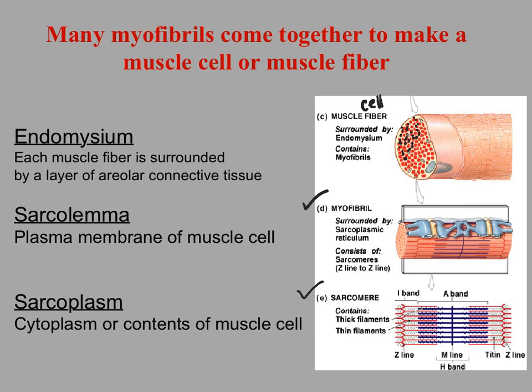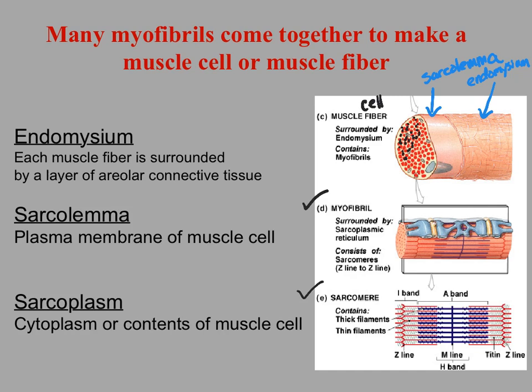As I mentioned before, the cell membrane of a muscle cell is called the sarcolemma. That just means muscle sheath. And then surrounding the entire muscle cell is going to be a layer of loose connective tissue that we call endomysium. So this right here, this kind of cross-hatched layer, is the endomysium. So that's going to be a layer of areolar connective tissue that surrounds individual muscle cells.